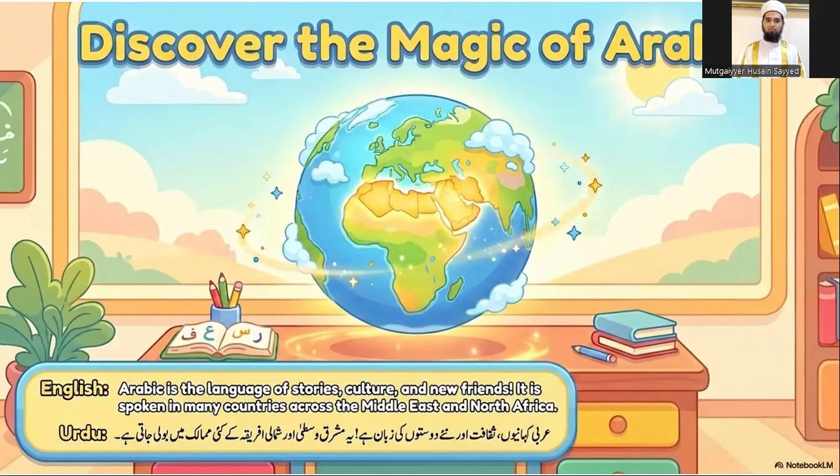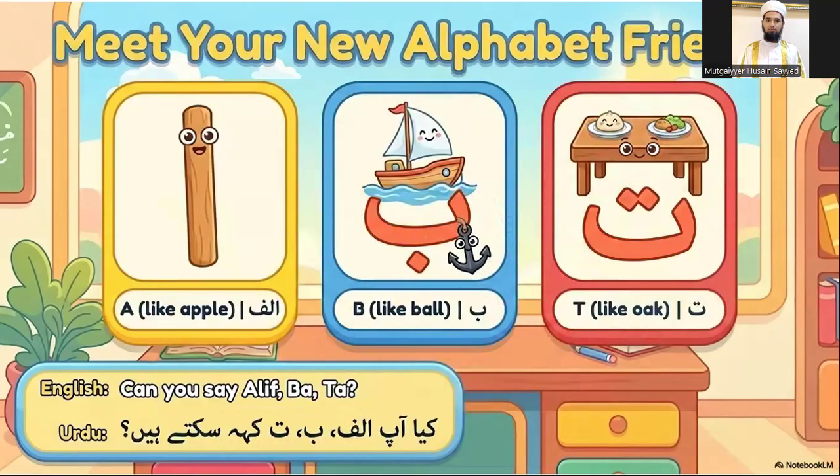And last but not the least, the Arabic language is mostly suitable for poetry. So you can learn and sing together. So here are the first three letters of Arabic, that is Alif, Ba, and Tha. I can introduce you to these three friends.